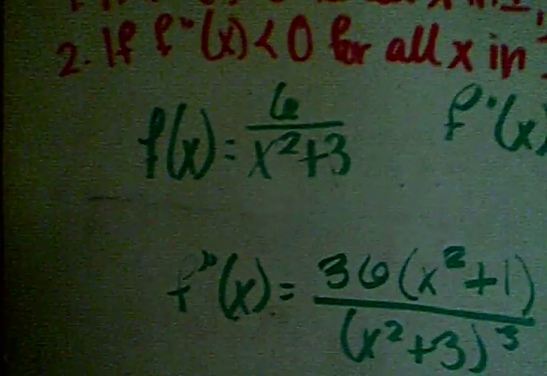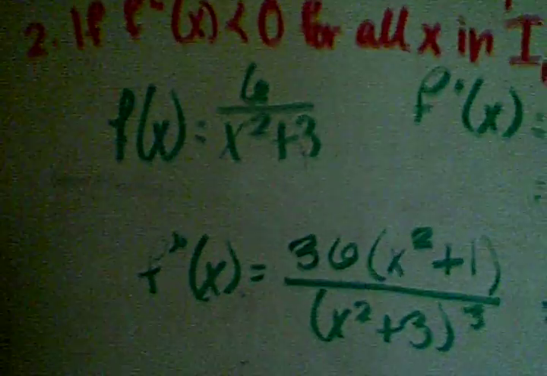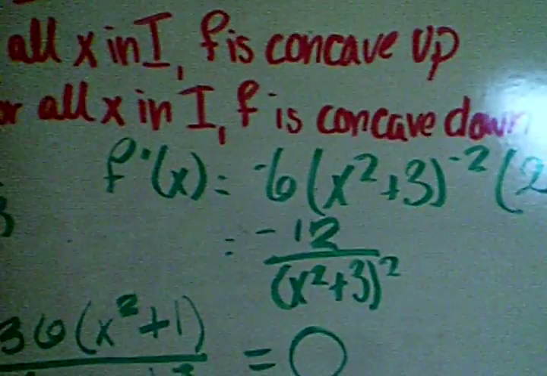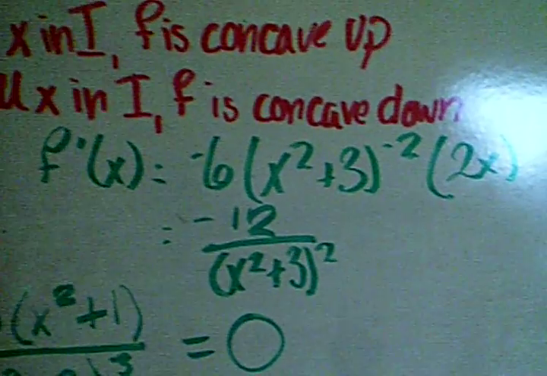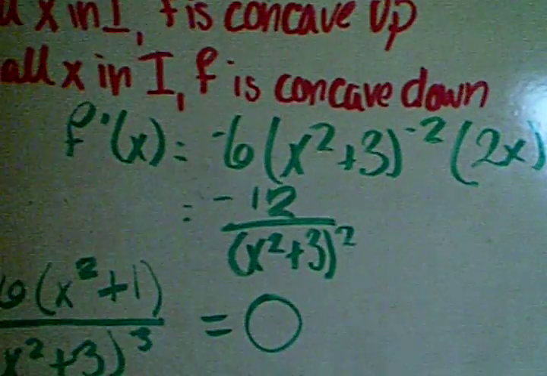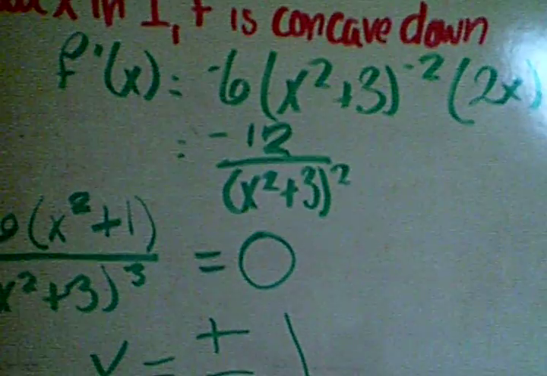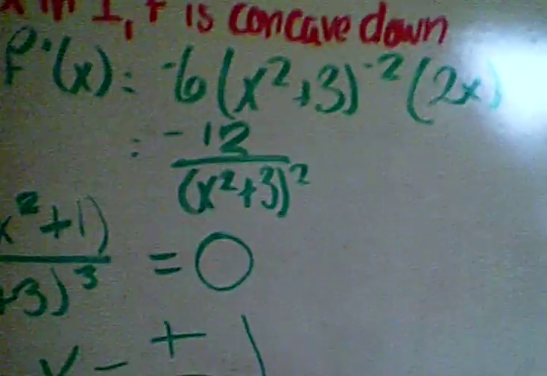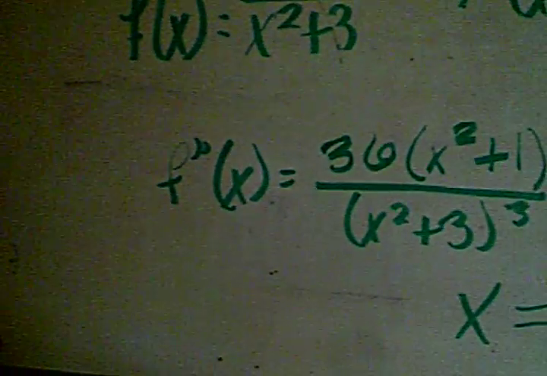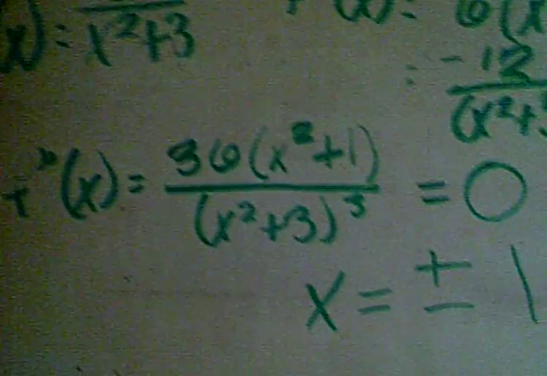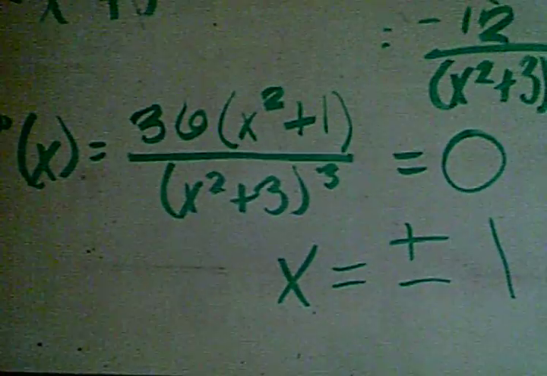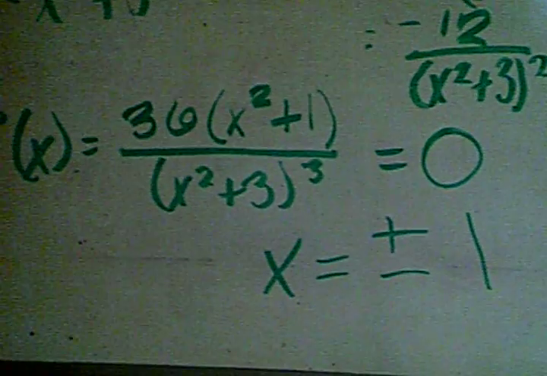Okay, so here's an example. We have the original function f of x equals 6 over the quantity of x squared plus 3. We take the first derivative, and using our quotient rule, we get negative 12 over x squared plus 3 squared. Simple. Okay, and then we have to take the second derivative. So once again, using the quotient rule, we will end up with 36 times the quantity of x squared plus 1 over the quantity of x squared plus 3 cubed.